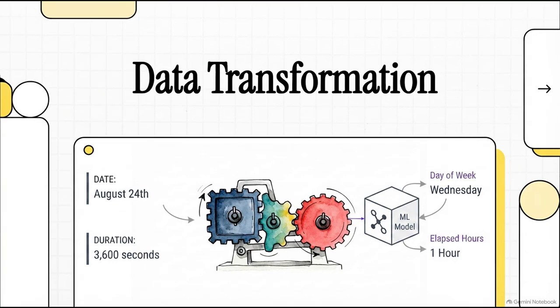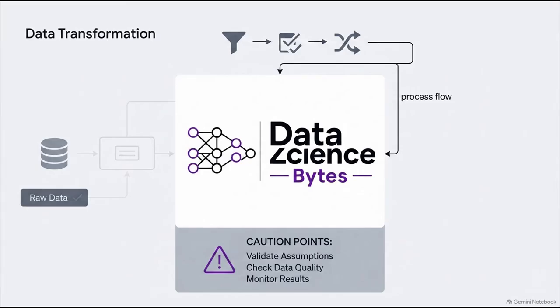Let's say you've got a data set, and you've got a date perfectly stored as August 24th, or maybe a duration logged as 3,600 seconds. Sounds completely correct, right? Well, it is, but here's the catch. To a machine learning model that actually needs to understand the day of the week or the elapsed hours, that representation is practically useless. So in this explainer, we're going to build a really practical mental model for data transformation.